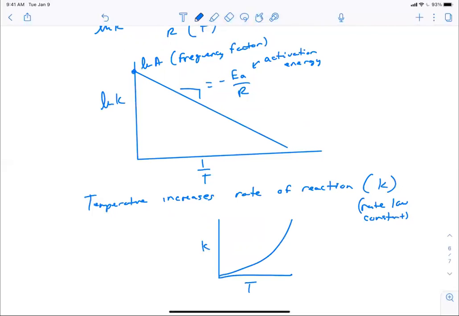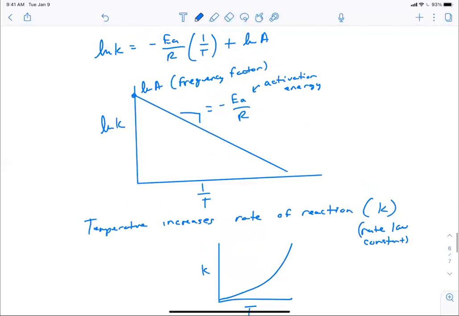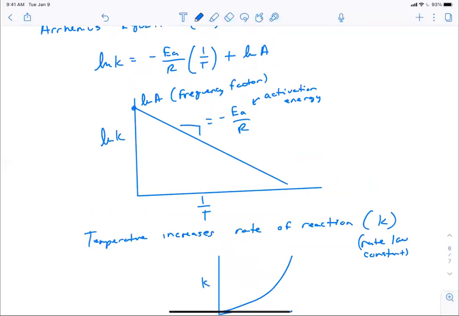And so scientists ended up linearizing that with natural log of k versus 1 over T, to be able to figure out what the activation energy of a given reaction was.